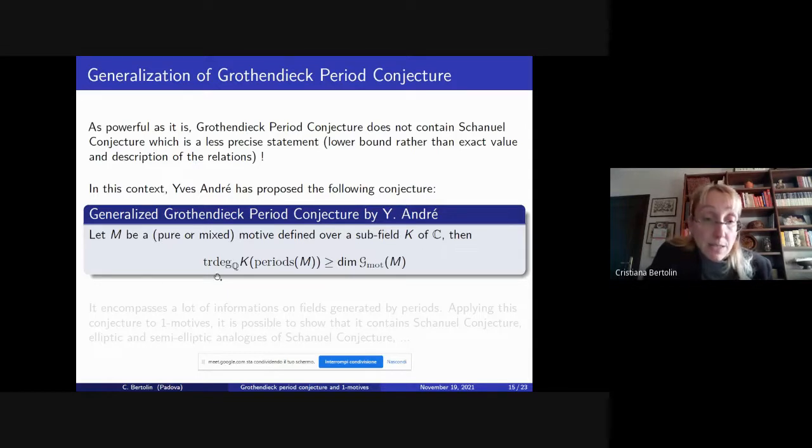Then the transcendence degree of the field generated over K by the periods of M is bigger or equal to the dimension of the motivic Galois group of M. One motifs are not pure motifs, but they are mixed motifs, because an abelian variety is a pure motif, a torus is a pure motif, but if you take an extension of an abelian variety by a torus, you get a mixed motif. So they are no longer pure motifs.